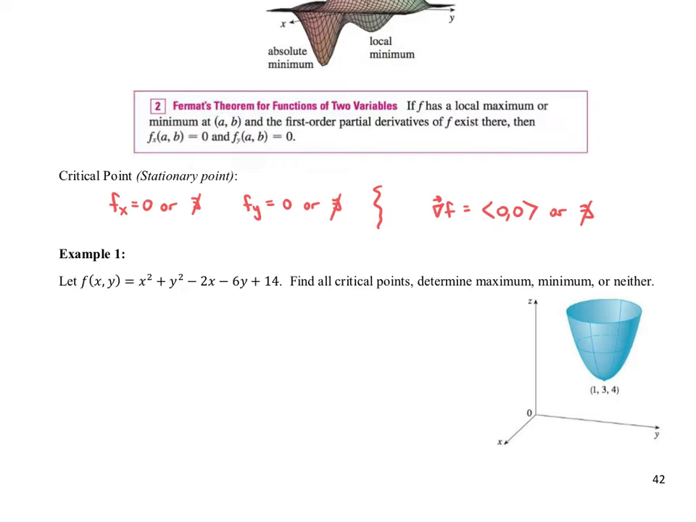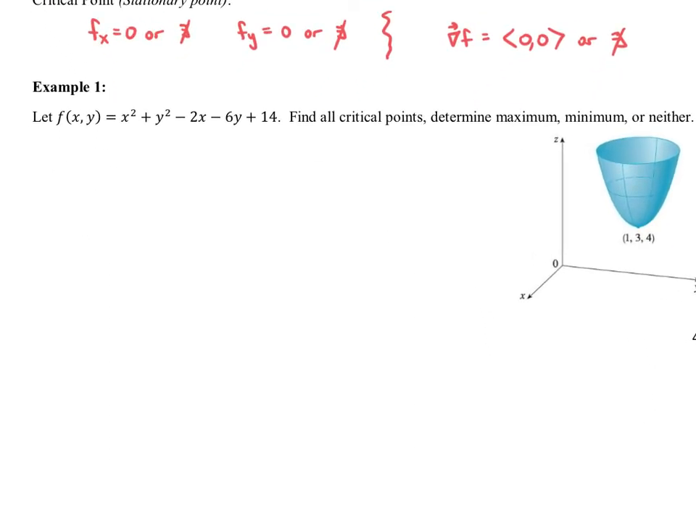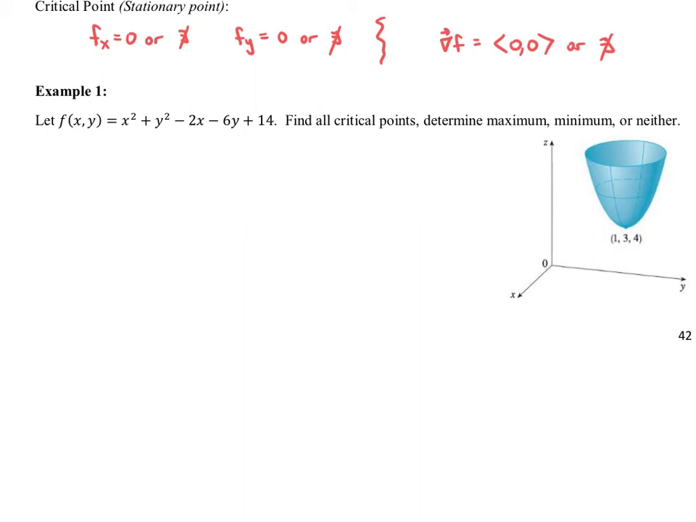Okay, let's look at a quick example. And you can see the graph over to the right, so this isn't a huge surprise or anything. But we have this equation f of x, y, and we want to find the critical points. Now you can see in the graph that there is one minimum. It's (1, 3, 4). And we're going to find that the gradient at that particular point is the 0 vector.